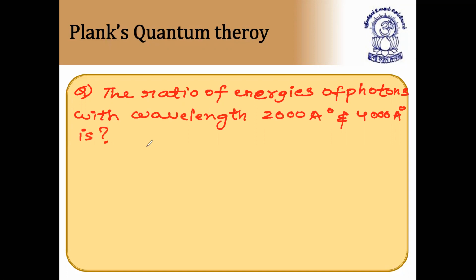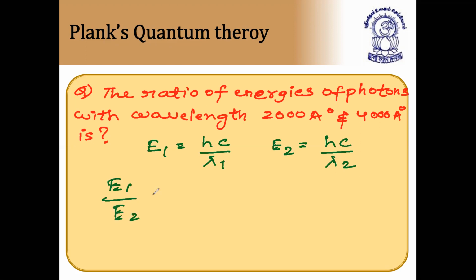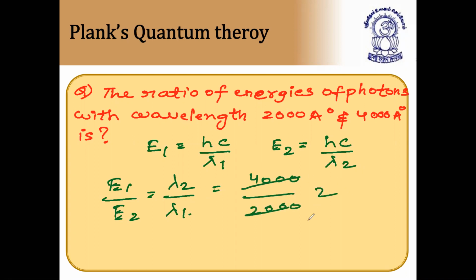We know from Planck's quantum theory, in the solution, E1 is equal to h c by lambda 1 and E2 is equal to h c by lambda 2. By this you can write E1 by E2 is equal to lambda 2 by lambda 1, since h and c are constants. Substituting the values, lambda 2 is 4000, so 4000 by 2000, which is in the form 2:1. So E1 by E2 is equal to 2:1. The answer is 2:1.